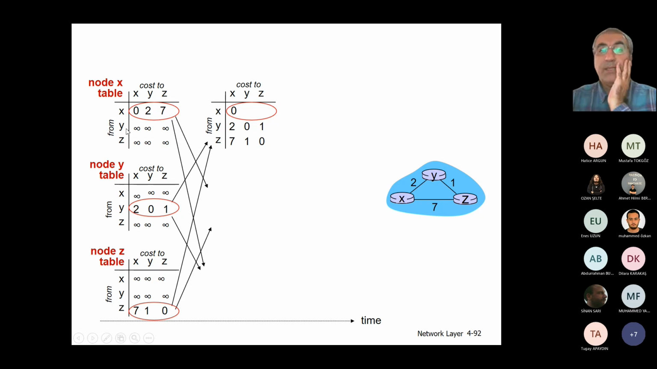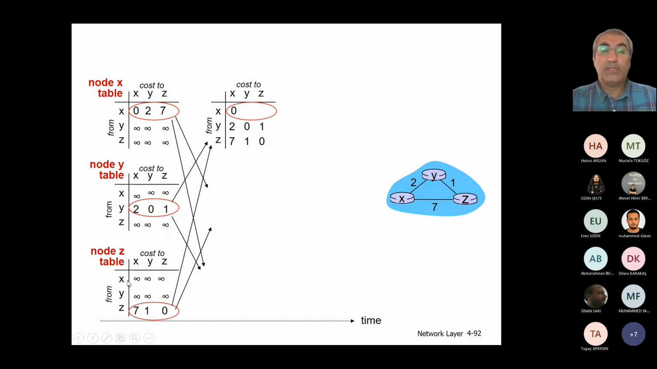And because y to y and y to x belong to the other table, initially we don't have such values. That's why we assign the infinity value to these entries in the table. So for the node y table, from y to x is 2, from y to y is 0, of course, from y to z link is 1, so 2, 0, 1, and the remaining are assigned to be infinity.